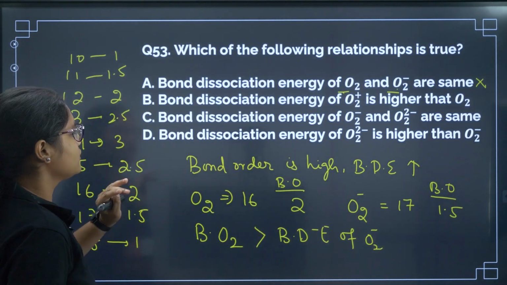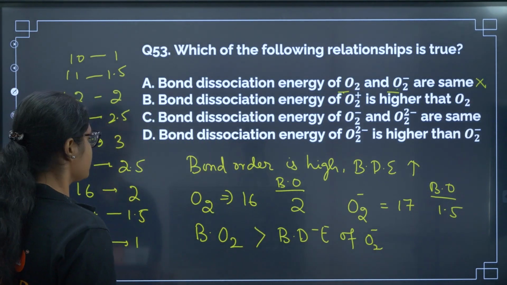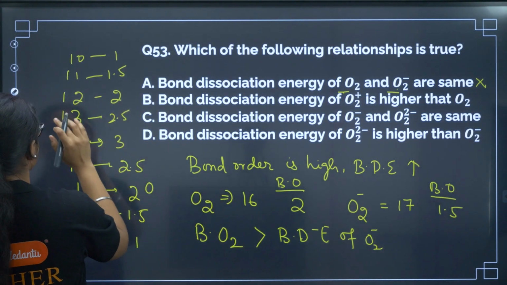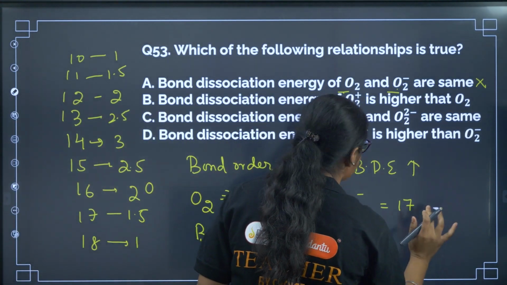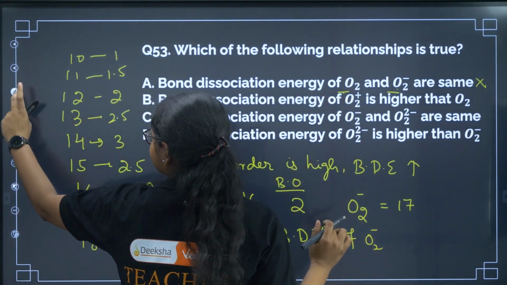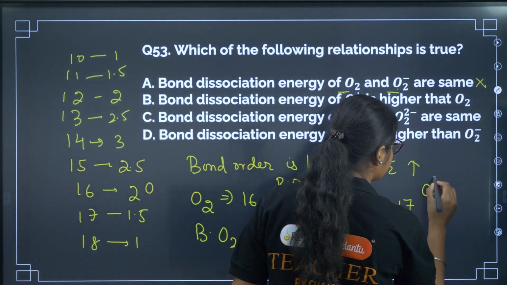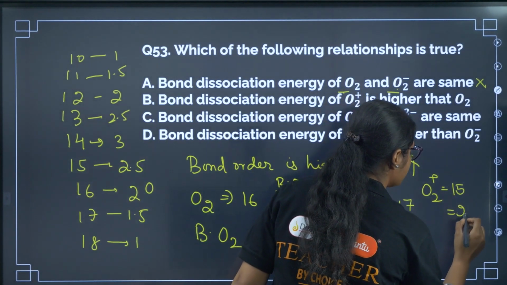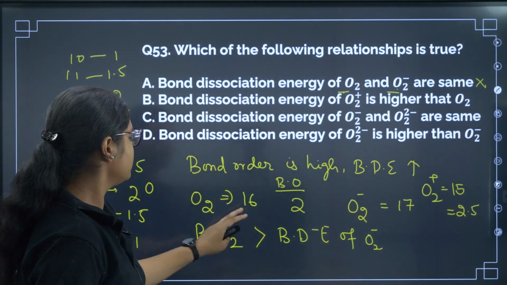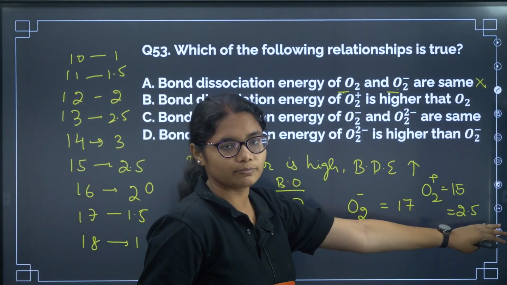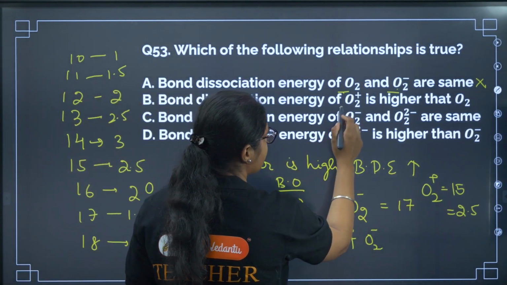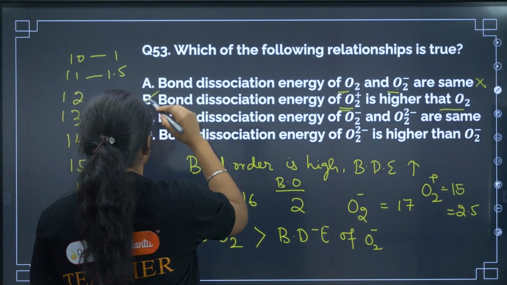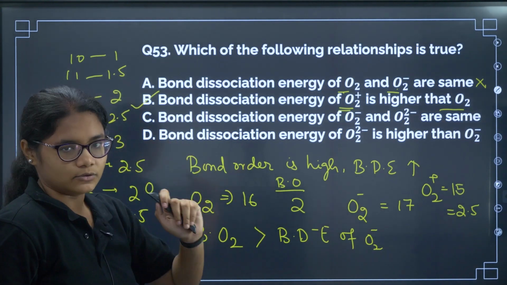Now similarly you can check for all the options. You can check for O2 plus. What will be O2 plus? The value for O2 plus will be 8 plus 8, 16 minus 1, that is 15. So bond order is 2.5, right? Bond order of O2 is 2 and bond order of O2 plus is 2.5. So the bond dissociation energy of O2 plus is higher than that of O2, right? That is the correct statement. So the answer for this question is option B. You can check with the other options also.